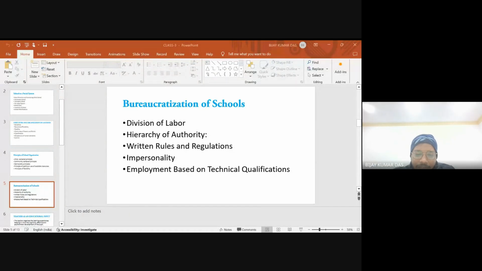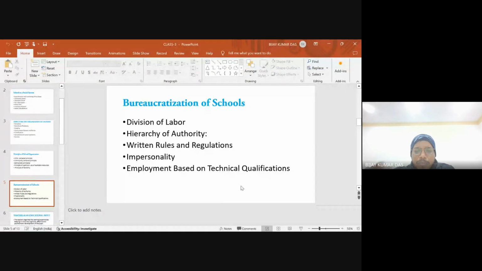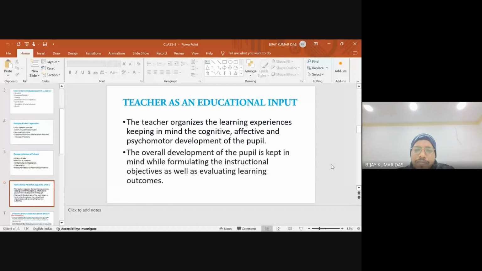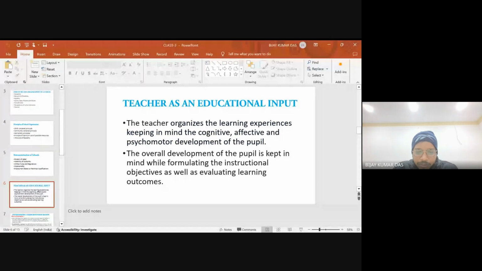Okay. And you know that employment is based on the technical qualifications and the experience, whatever. We can say that the teacher is an educational input. Very good. And we also agree with this concept. Do you agree with this or not?